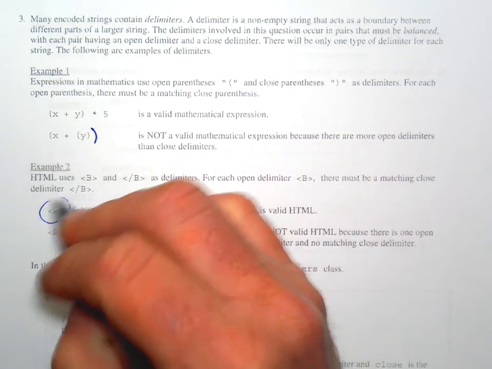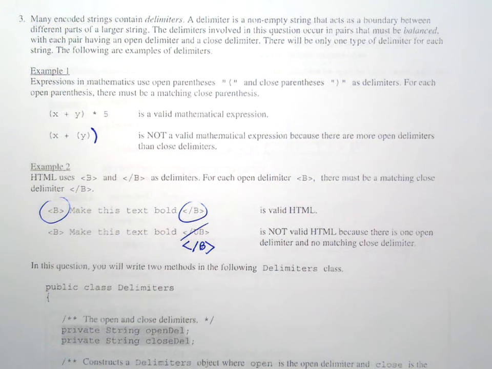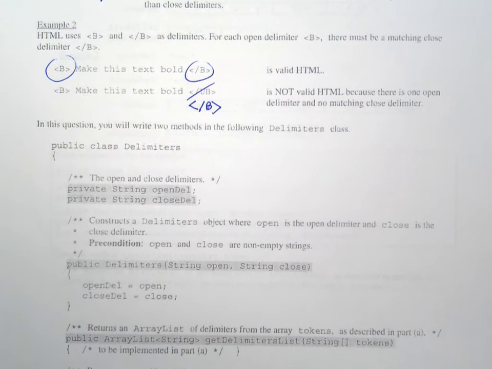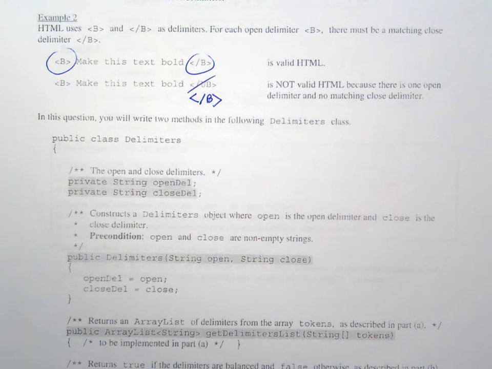So there's rules. In this question, you will write 2 methods in the following Delimiters class. Now, those are just examples, so you're not going to be using those specific examples. Your class is going to use any symbol or any kind of string to be the open or closed delimiter. Usually there's something about them that matches up.